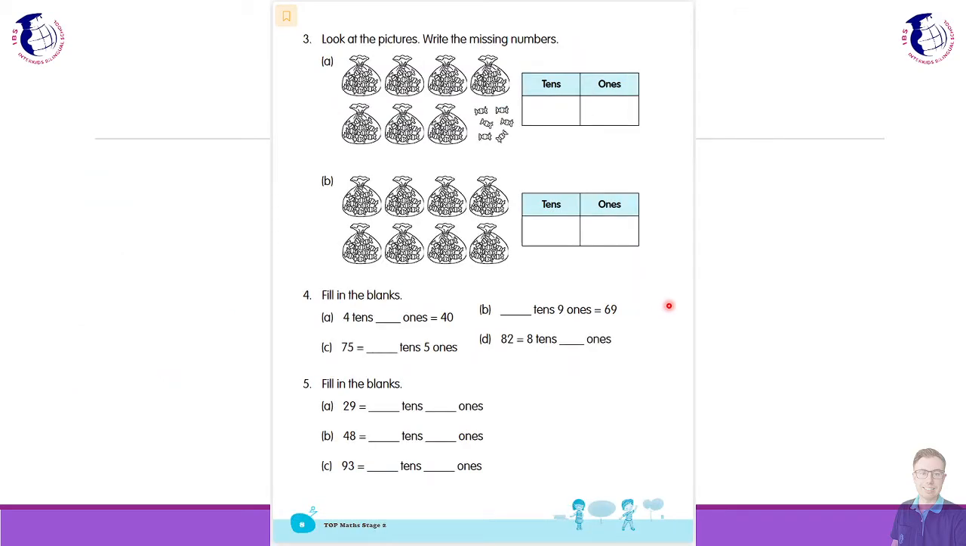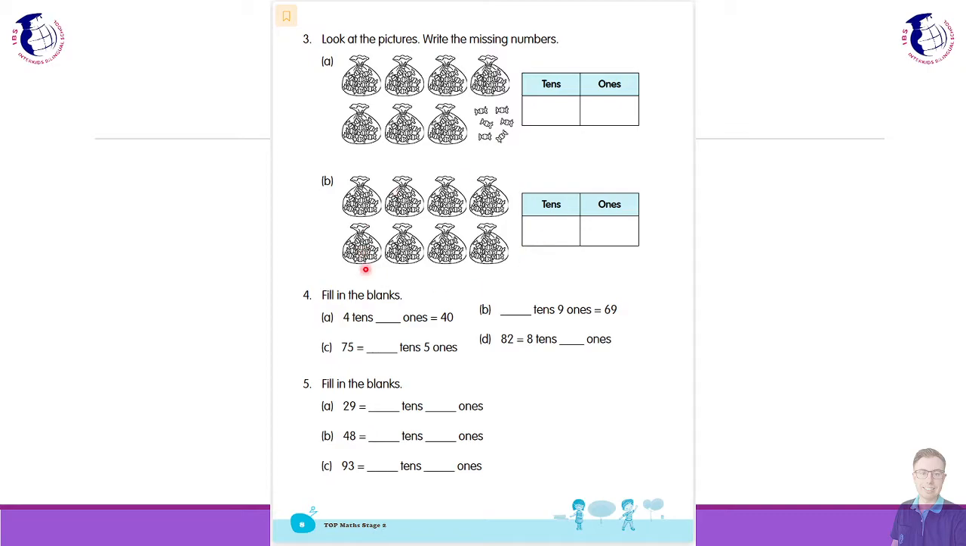Page number 8. Look at the pictures, write the missing numbers. So similar to the last page, each bag of these is going to contain 10, so 10 sweets in each bag. So all you got to do is count the number of bags, write it in the tens place value here, and count the individual number of sweets and write it here.